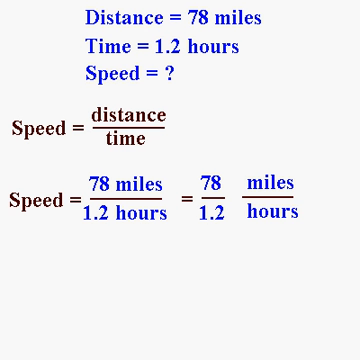Now we can finish the problem. 78 over 1.2 is a number we can evaluate. We can take 78 and divide by 1.2. If we do that, the answer is 65. So the speed is 65.